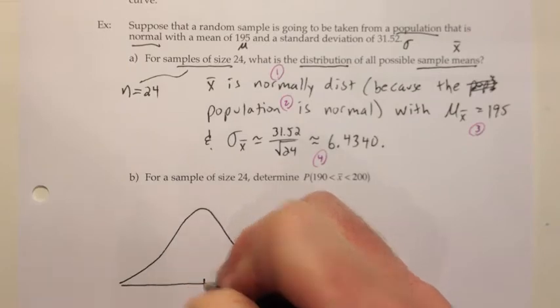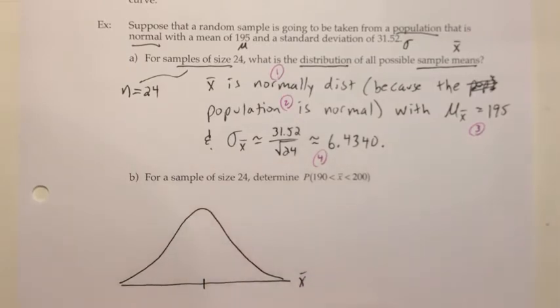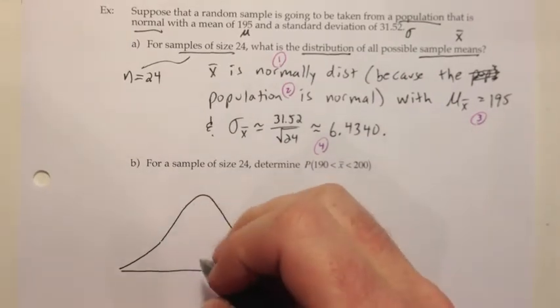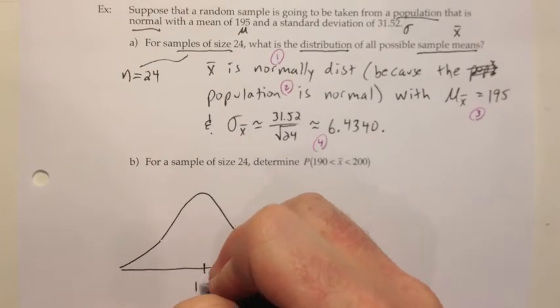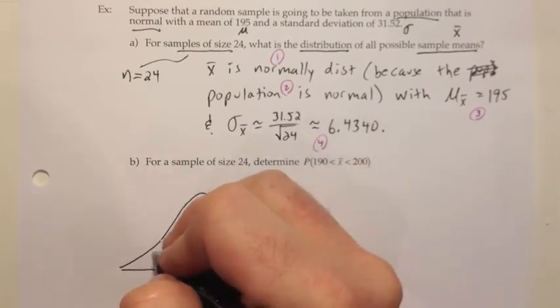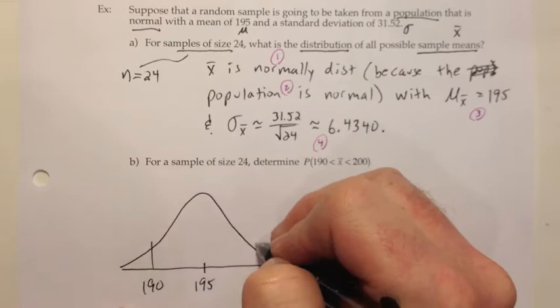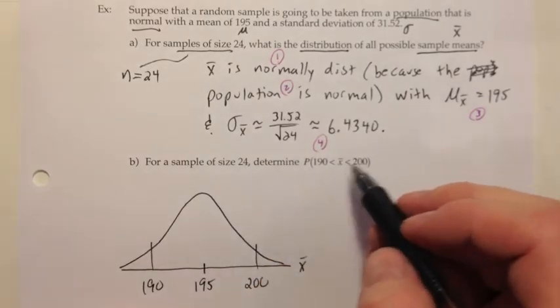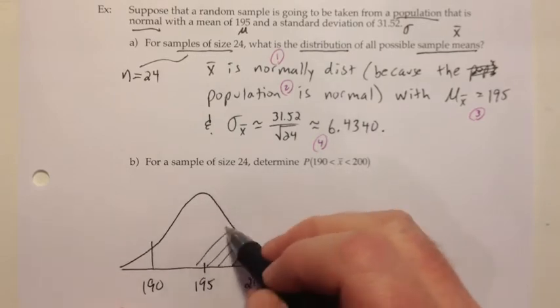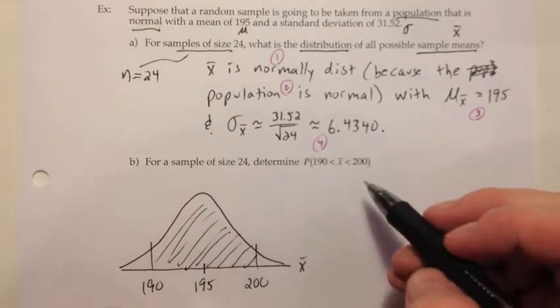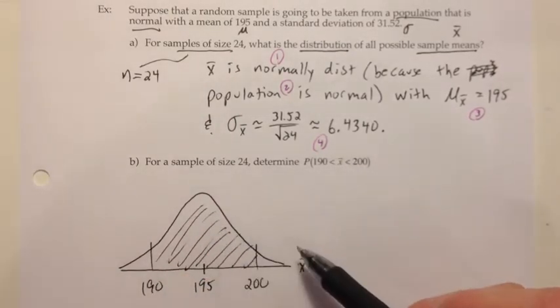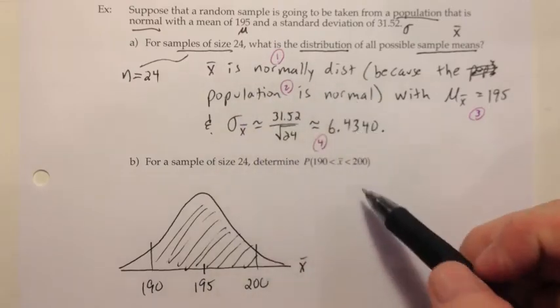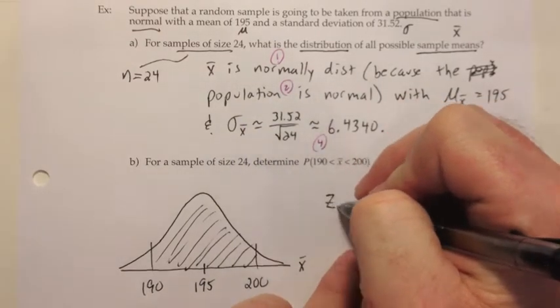So I would put the mean of the x bars in the middle because that is our variable, and the mean of the x bars is 195. And then I'd put the two boundaries, 190 and 200, on the picture. And the probability of x bar being in between those is the same as the area in between them. And this time drawing that picture is justified because I know x bar is normally distributed. I would go on to the z-scores.